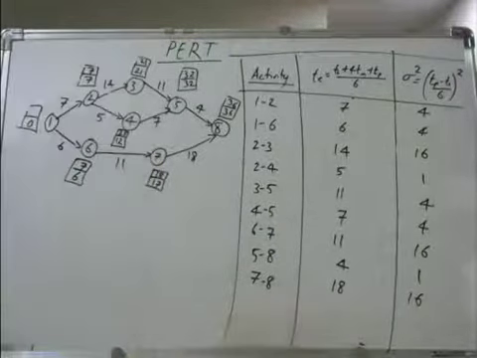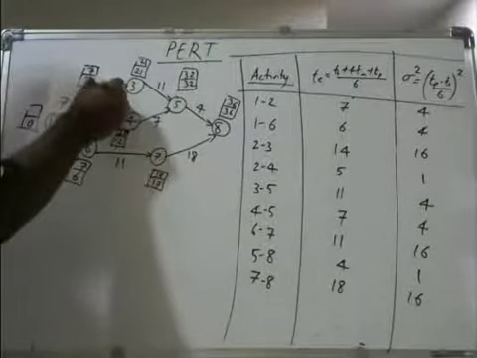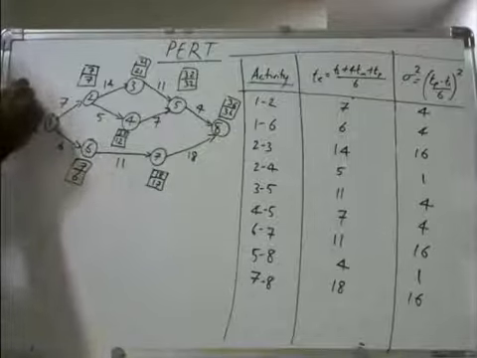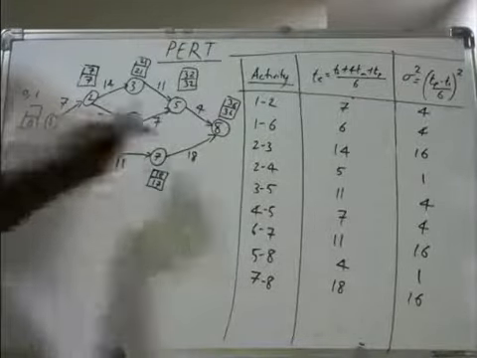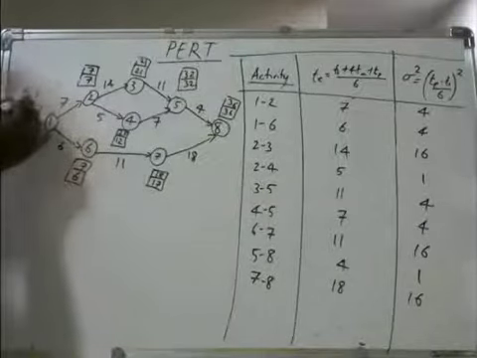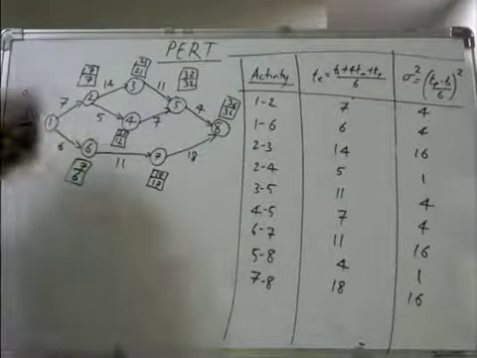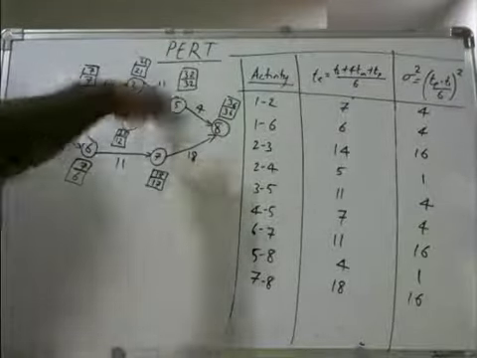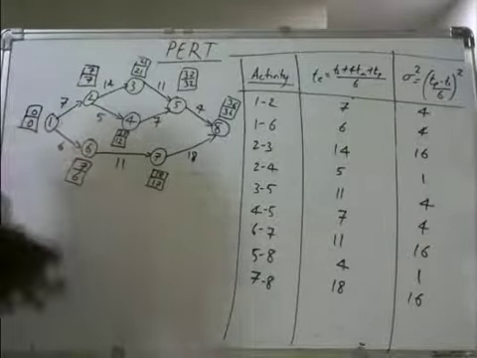Now this 7 minus 7 is 0. The 7 minus 6 is 1. Which one should you take? It's a backward pass, you need to take the minimum. So it is 0 here. So in this way, you have found the start time and the end time for each of the events.